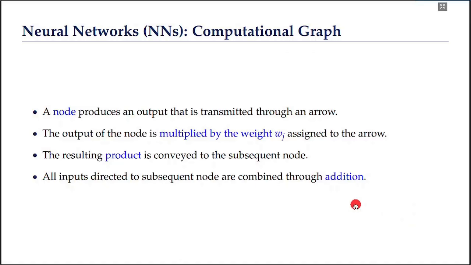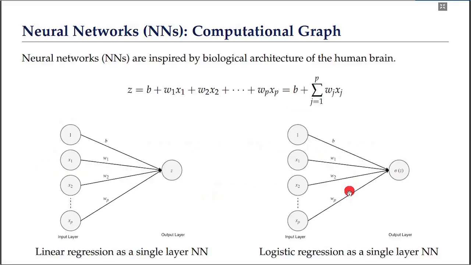So in the computational graph, a node produces an output that is transmitted through an arrow, and the output of the node is multiplied by the weight assigned to that arrow, and then the product is conveyed to the subsequent node. Then all the inputs directed to the following node are combined through addition. That is, here we have these p plus 1 input nodes, and the weights of each node are assigned on their corresponding arrows.